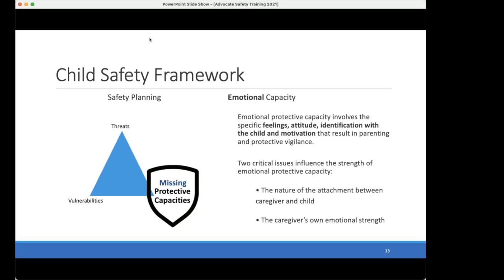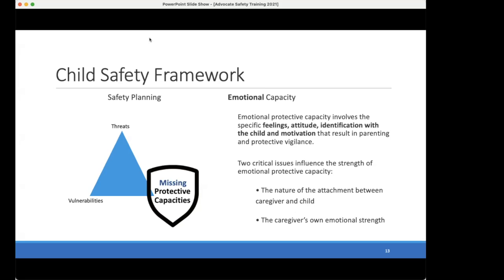The other one is the caregiver's own emotional strength. If a parent is so wound up or so spun up about an issue, right, that issue is completely overwhelming them, whatever it may be, they are more concerned about what is happening to them rather than what is going on with their child. That's that missing emotional capacity piece that we're talking about.